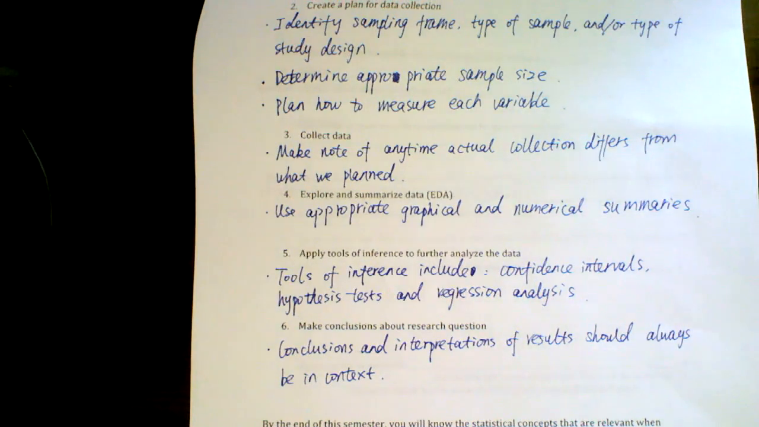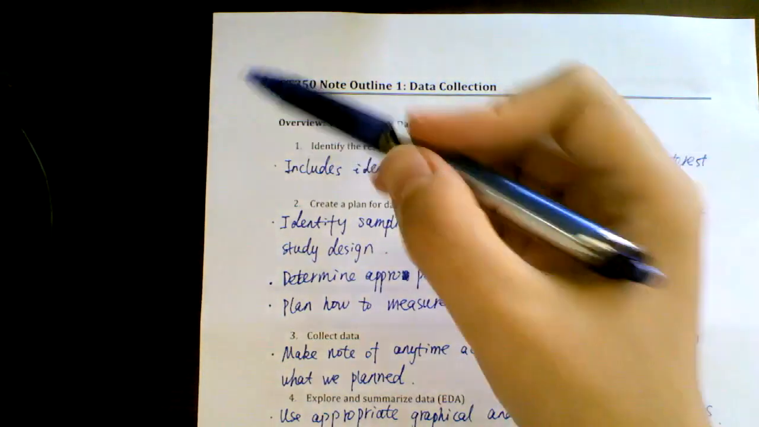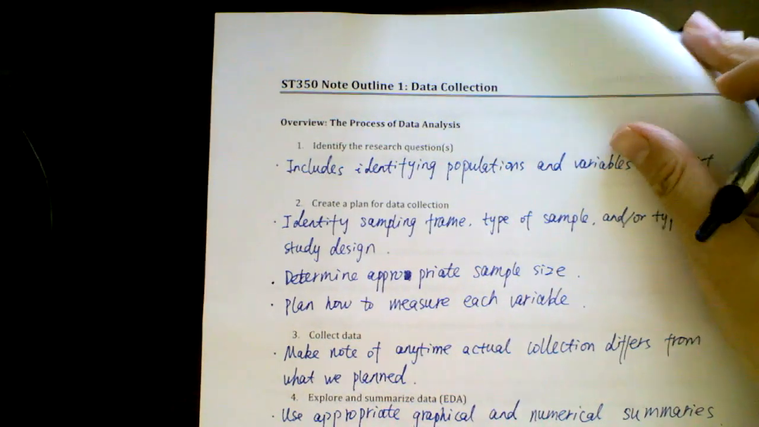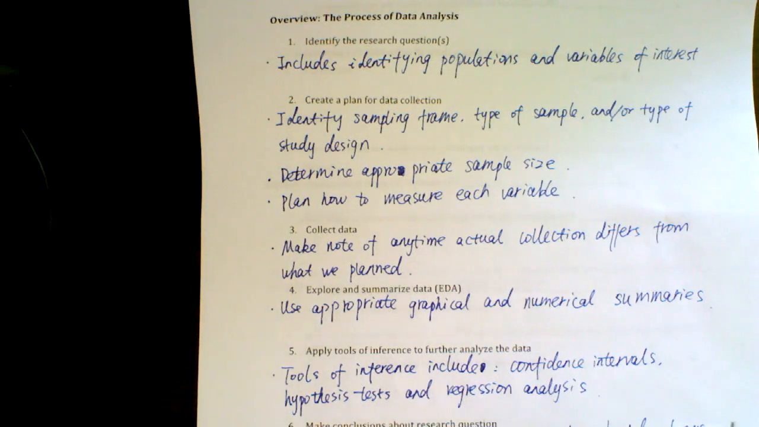Again, if you don't understand what I'm talking about here, that's okay. And that's actually what you should be like, because we are going to talk about those things during the semester. In this outline 1, we will talk about step 1, 2, and 3. In the next outline 2, we will talk about how to summarize the data.